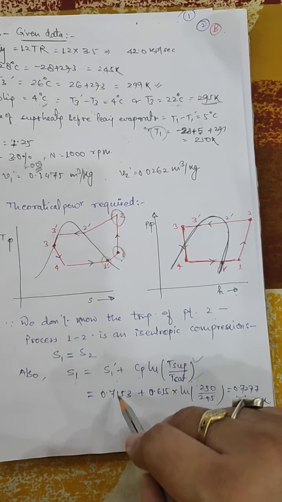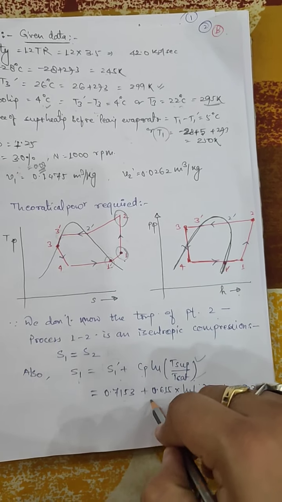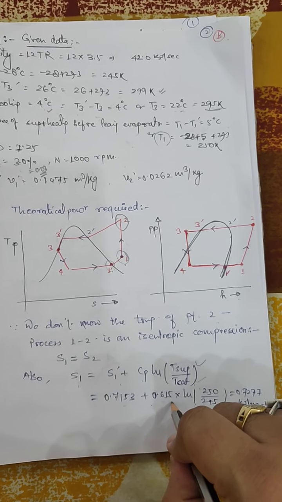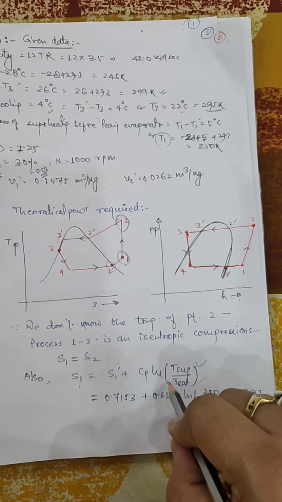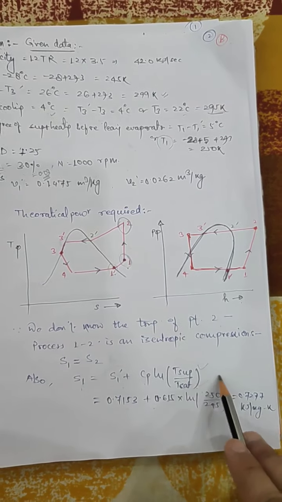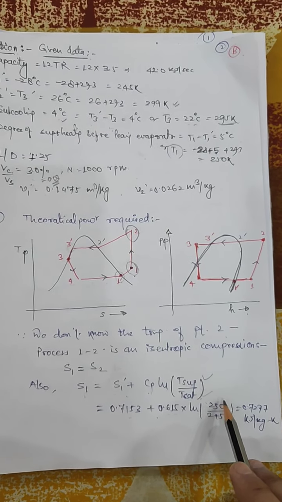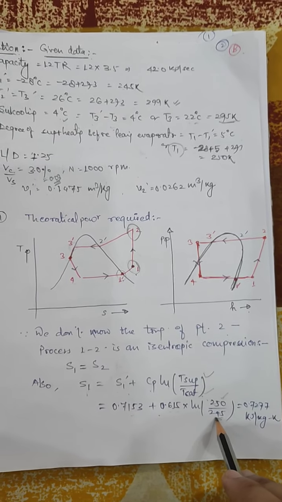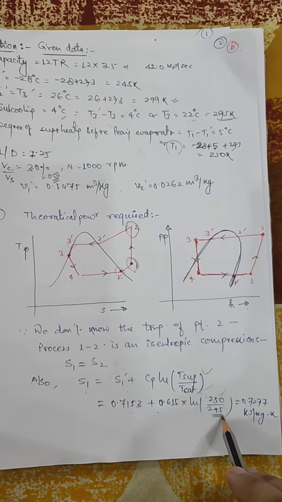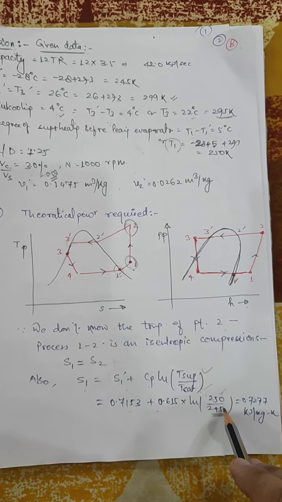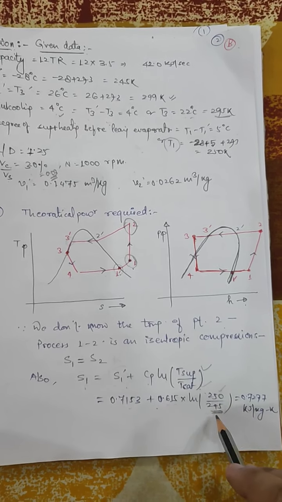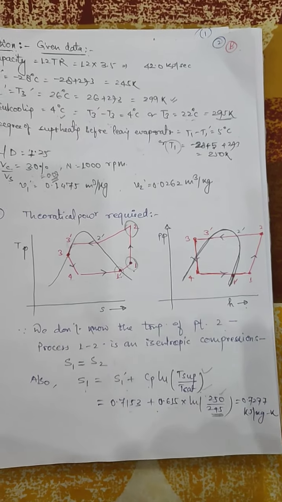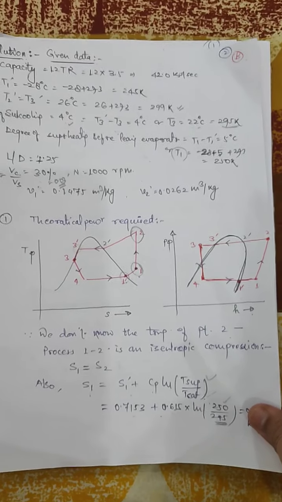So you will find it to be 0.7153 plus Cp 0.615, which is also given in the question, multiplied by ln of the temperatures. The superheated temperature is 245 plus 5 degrees superheat, that is equal to 250, because the saturated temperature you already know. So we can calculate this value as 0.7277 kilojoule per kg Kelvin. Now you know the S1 value.